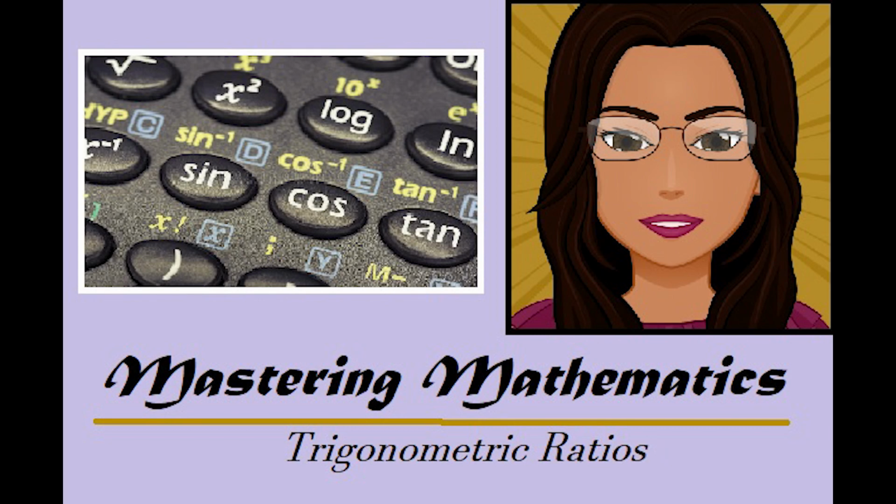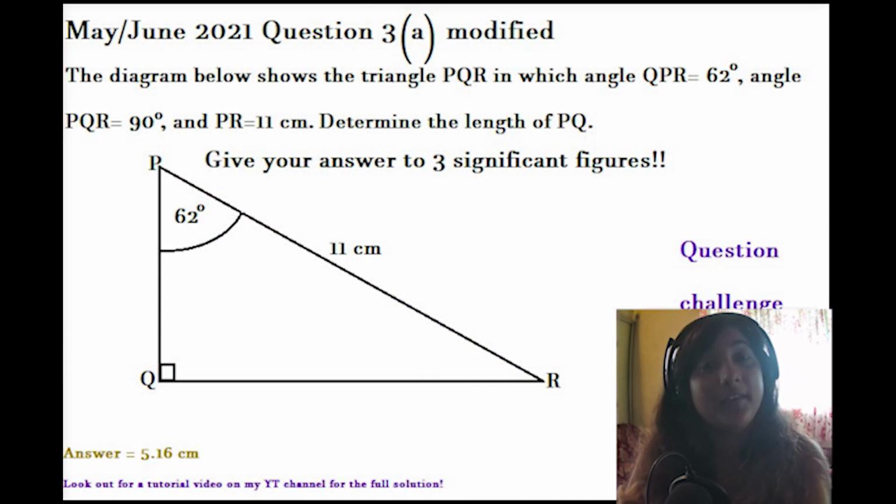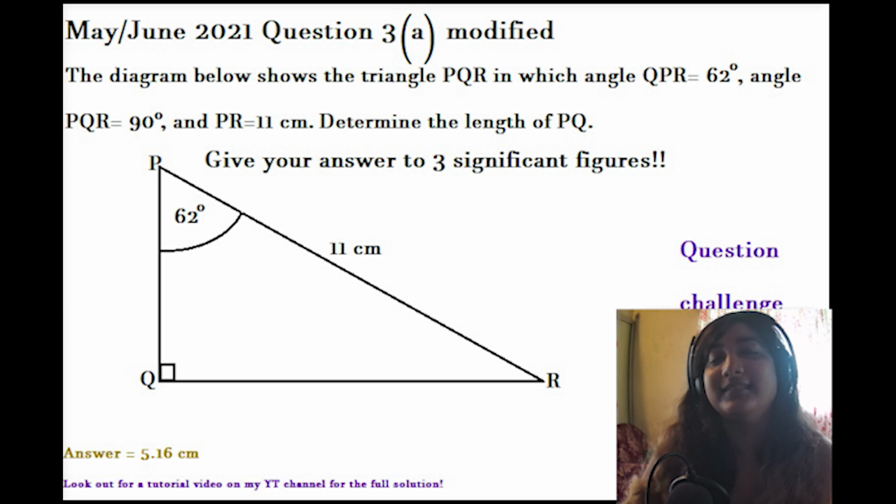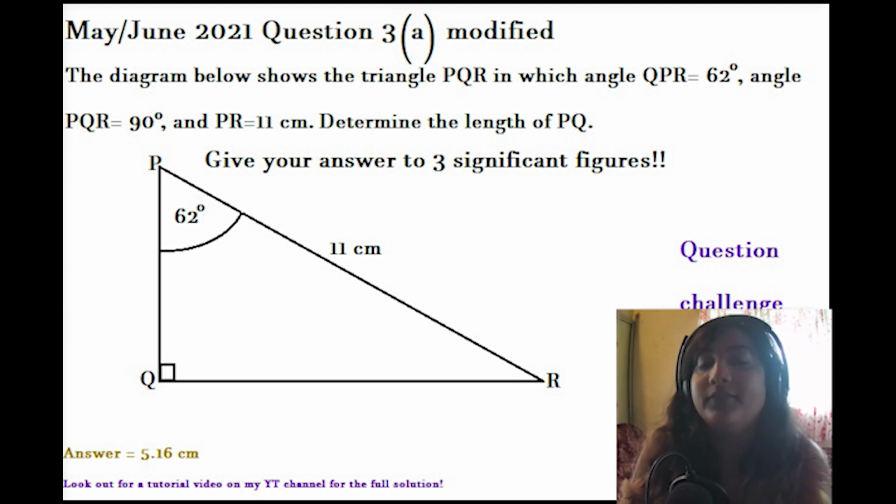Hi everyone, it's Danielle from Mastering Mathematics, and in today's video we're going to be applying trigonometric ratios to find the missing length in a triangle. Today's question is taken from the May-June 2021 Paper 2, Question 3. It's modified a little bit so that we can focus on a specific trigonometric ratio.